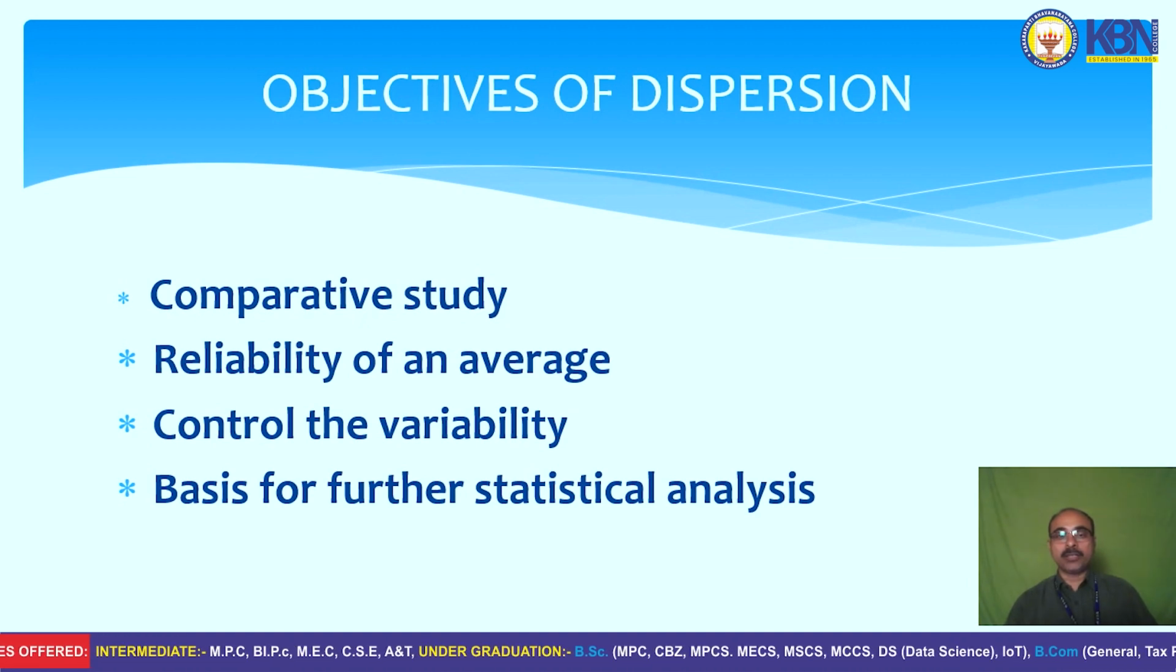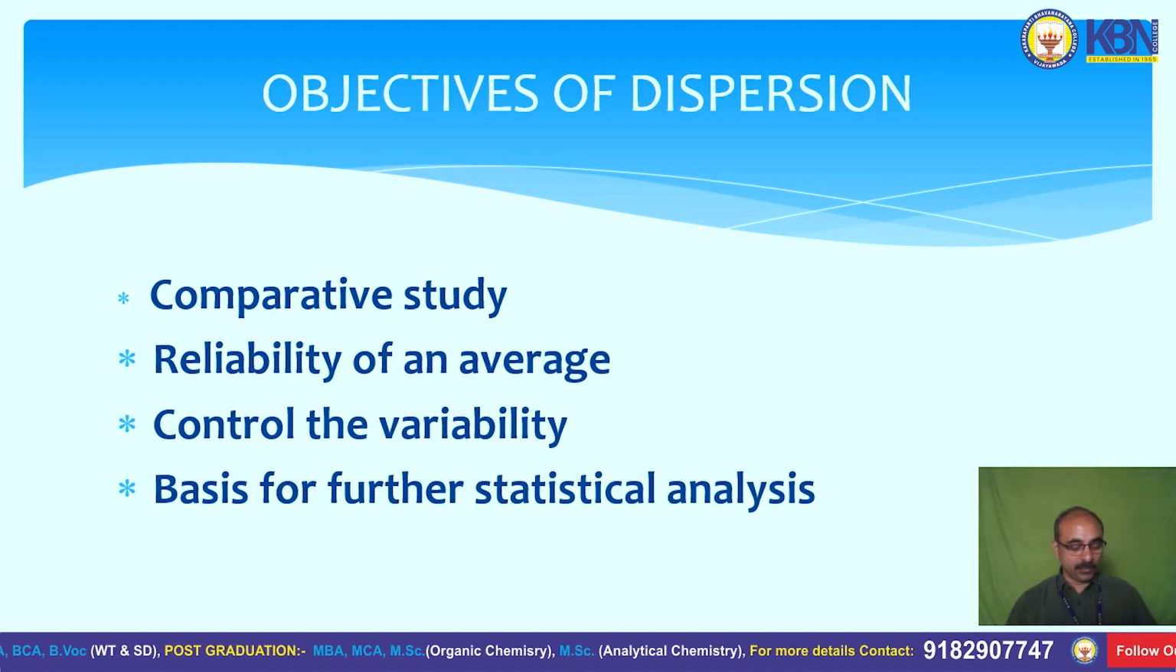Then coming to the objectives of dispersion, almost all the objectives of dispersion are the same as the objectives of central tendency. These two are different measures, but their objectives are one and the same. Here, number one is comparative study. Measures of dispersion give a single value. Likewise, in central tendency, we have already discussed that the averages give a single value.